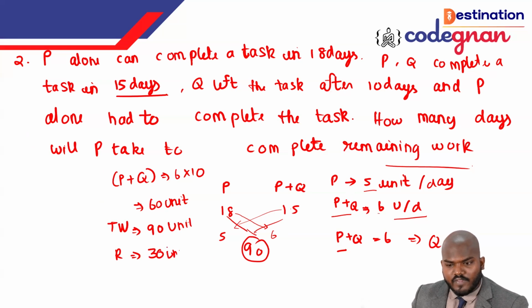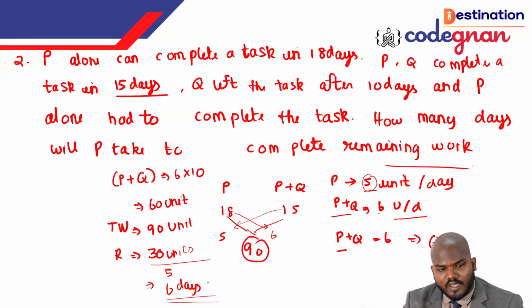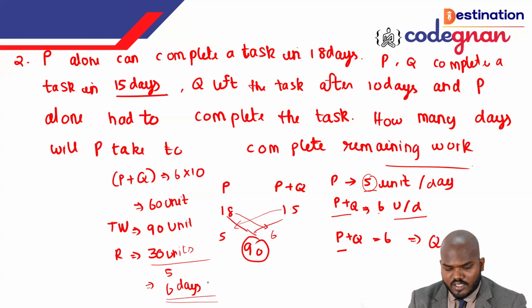But the question is asking very clearly how many days it will take P to complete the remaining work. So 30 units is the remaining work. P's 1 day unit is equal to what? 5 units per day. Then dividing by 5, he can finish the 30 units in 6 days. So this is how you will find the answer. We are not using any kind of formula, but the logic of solving the question is a little bit different. That is the only challenge we face in this one.